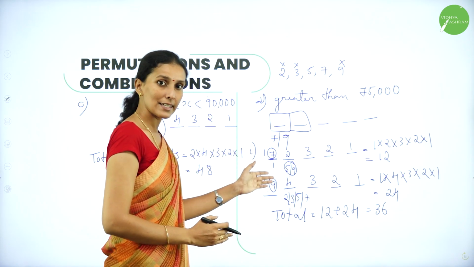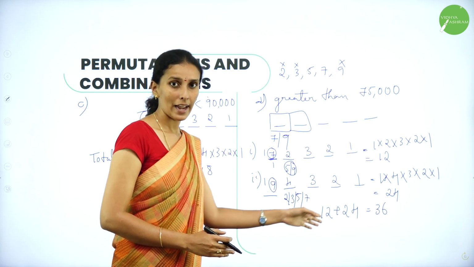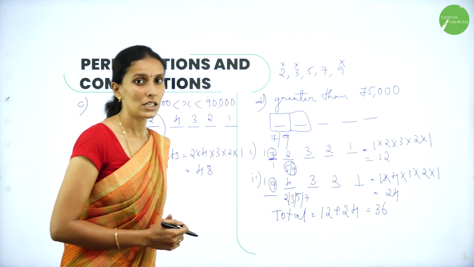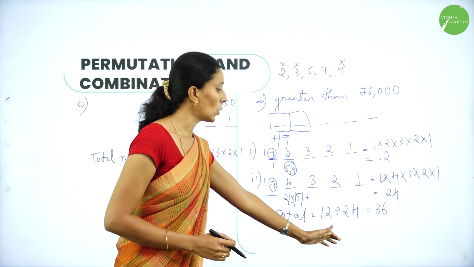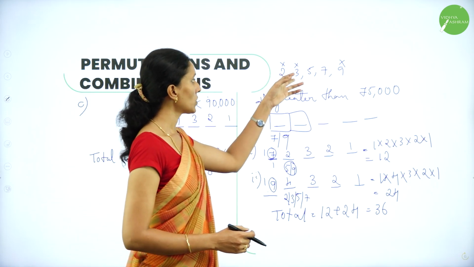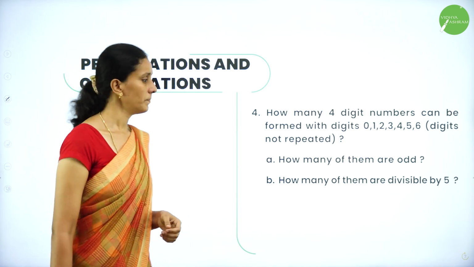There, my first case is the number starts with 7 and my second case is the number starts with 9. Then I'll total it. That is 12 plus 24, which is equal to 36. So this is the total number of numbers greater than 75,000 using the digits 2, 3, 5, 7, 9. So next question.